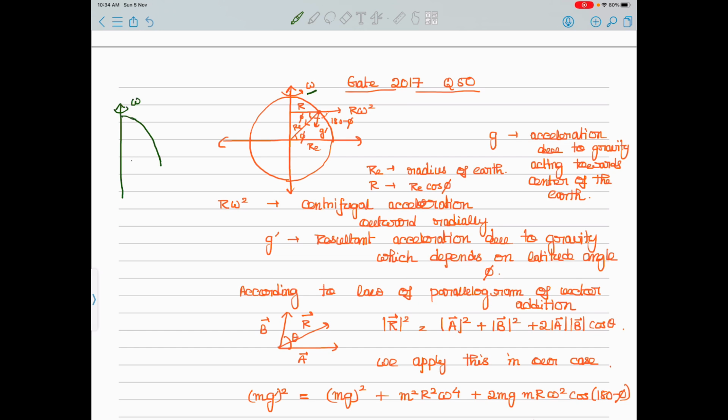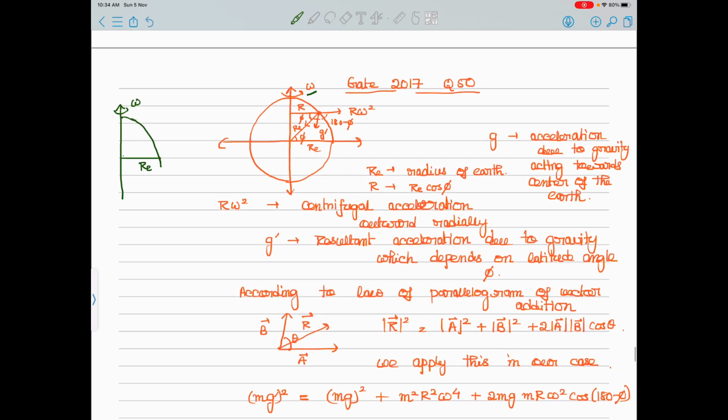So this is your equatorial radius RE, or the radius of the Earth RE. This is also the radius of the Earth from the center. Suppose this is the center. This is also the radius of the Earth RE. Let the latitude angle be phi. If I draw this perpendicular, then if this is phi, this is also phi, because these are two parallel lines and it's a kind of a transversal.